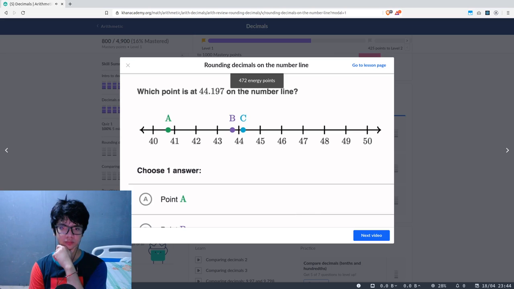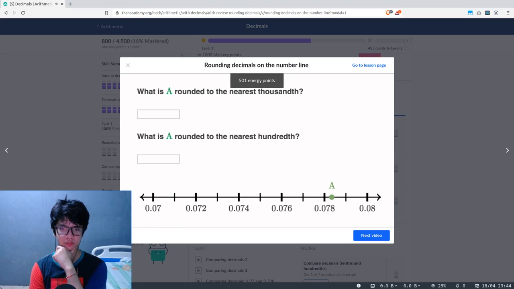Let's do another example. So they say, what is A rounded to the nearest thousandth? What is A rounded to the nearest hundredth? So A is right over here. Let's get our bearings. So 0.07, that's 7 hundredths. This is 8 hundredths right over here. And then between them, you could view this as 70 thousandths, 71 thousandths, 72 thousandths, 73 thousandths, 74 thousandths, and so on. So this is between 78 thousandths and 79 thousandths. If we round to the nearest thousandth, it's definitely closer to 78 thousandths than it is to 79 thousandths. So I would say this is 0.078 or 78 thousandths. That's the nearest thousandth.